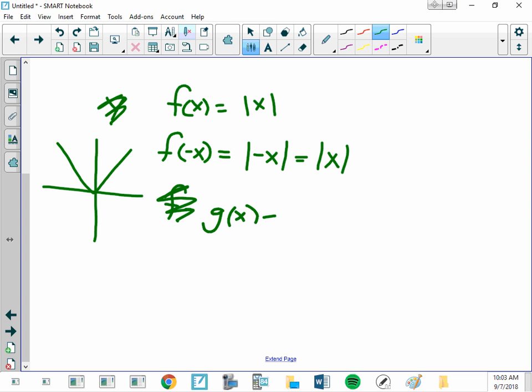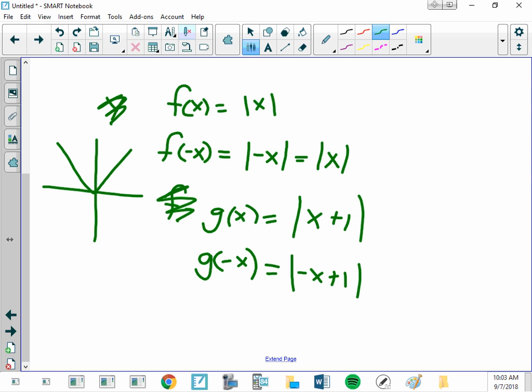So let's do g of x equals the absolute value of x plus 1. Okay, so I need to plug in negative x. And let's try some numbers. Let's try, for instance, 1. 1 plus 1 is 2. So g of 1 is 2. If I plug in negative 1 here, negative 1 plus 1 is 0, and the absolute value of 0 is 0. Is that even? No. And actually, that graph has been shifted to the left 1 unit.